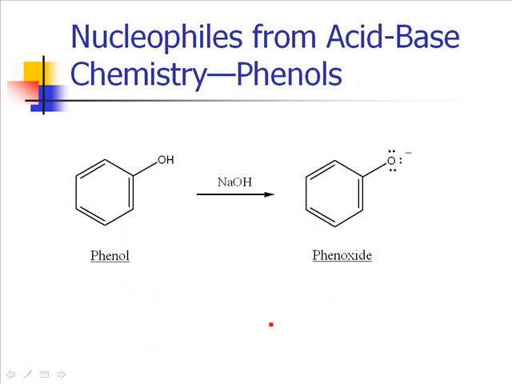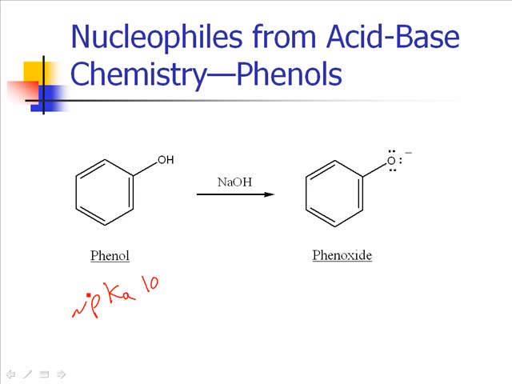Well, phenols are a type of alcohol that has the OH group directly attached to an arene ring. As a result of being attached to an arene ring, phenols are much more acidic than alcohols. Their pKa's tend to be around 10, so they're stronger acids than alcohols. The conjugate base of a phenol is called a phenoxide, and it has a negative charge and 3 lone pairs on the oxygen atom. Because of the greater acidity of a phenol, we can use a much weaker base, sodium hydroxide, to pull off the proton.